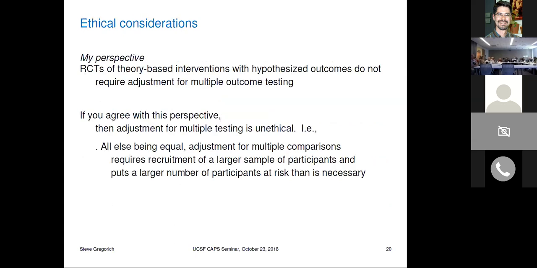So, ethical considerations. If you agree that theory-based interventions with hypothesized outcomes do not require adjustment for multiple outcome testing, then if you do adjust for multiple testing, it's unethical because you're going to end up recruiting too many participants for your study.